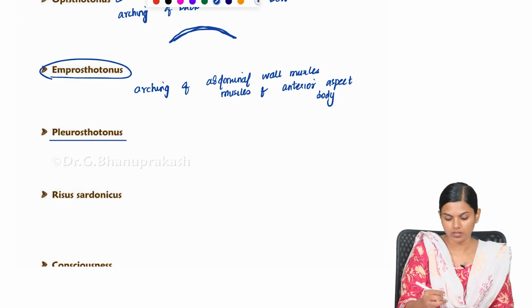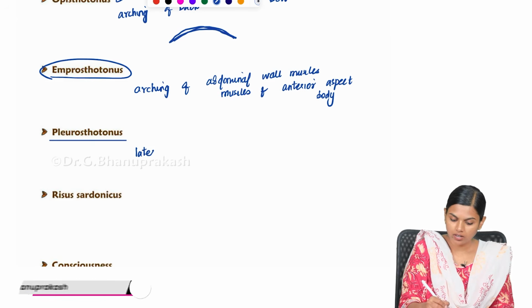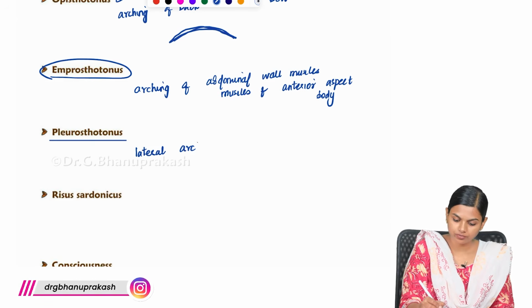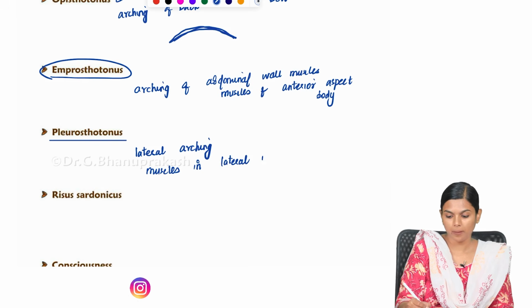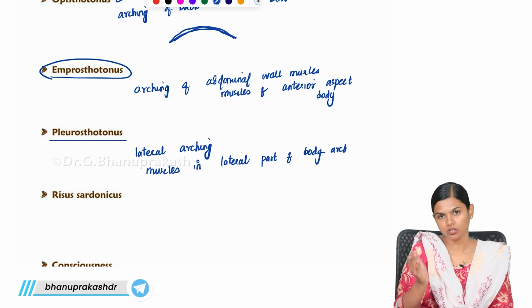Next what you have is pleurosthotonus. Here what will happen is that there will be lateral arching. All the muscles in the lateral part of the body will arch. So this is pleurosthotonus.